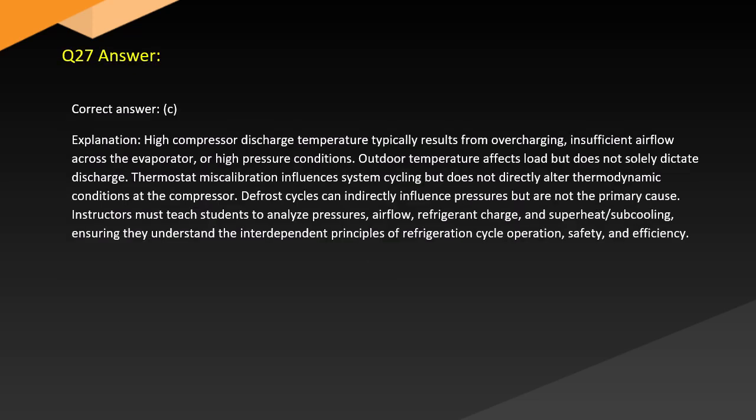Answer. Correct answer, C. Explanation. High compressor discharge temperature typically results from overcharging, insufficient airflow across the evaporator, or high pressure conditions. Outdoor temperature affects load but does not solely dictate discharge. Thermostat miscalibration influences system cycling but does not directly alter thermodynamic conditions at the compressor. Defrost cycles can indirectly influence pressures but are not the primary cause. Instructors must teach students to analyze pressures, airflow, refrigerant charge, and superheat and subcooling, ensuring they understand the interdependent principles of refrigeration cycle operation, safety, and efficiency.